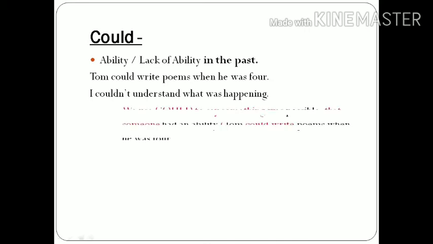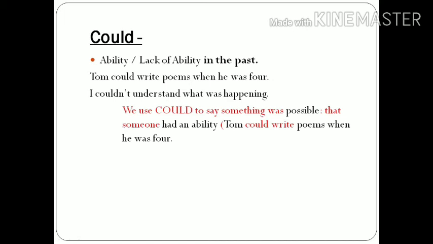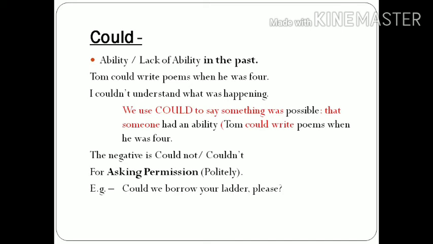So what have you understood? We have understood that we use could to say something was possible, that someone had an ability in the past. And the negative form of could is could not or couldn't. Could is also used for asking permission, but that is used for polite asking. For example, could you borrow your ladder please? Could often sounds more polite and formal than can.